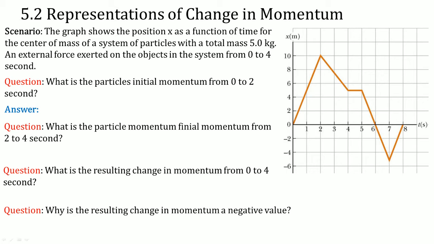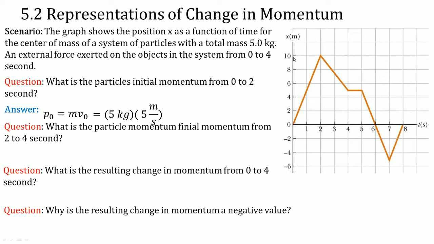The answer. Well, let's take a look at the equation for it. The initial momentum P is equal to the mass times the initial velocity. The mass here is 5 and the initial velocity v naught is 5 meters per second. How are they getting it? Well, for the first 2 seconds, from 0 to 2 seconds, the total distance traveled was 10. 10 divided by 2 is 5.